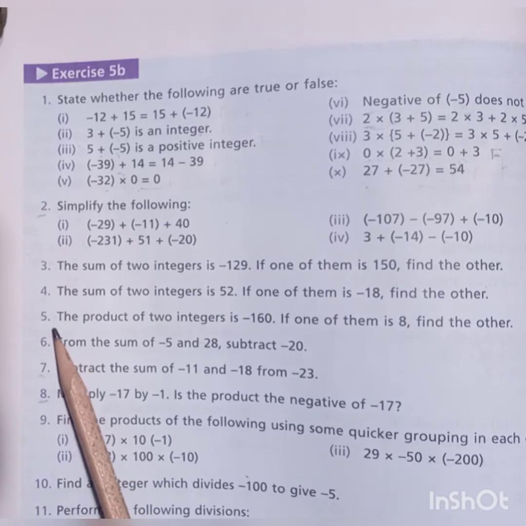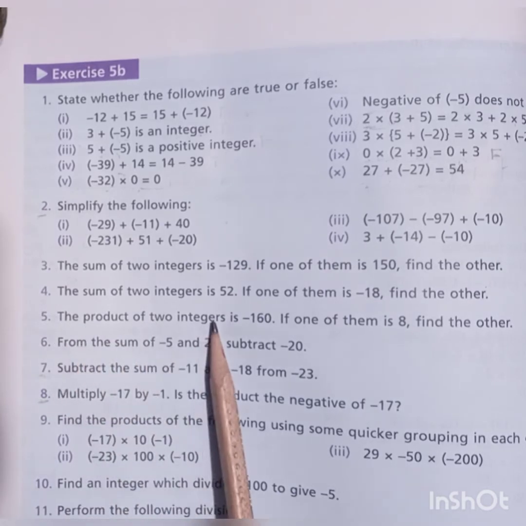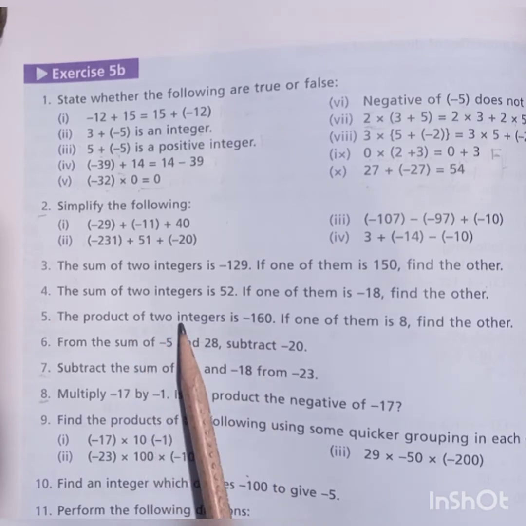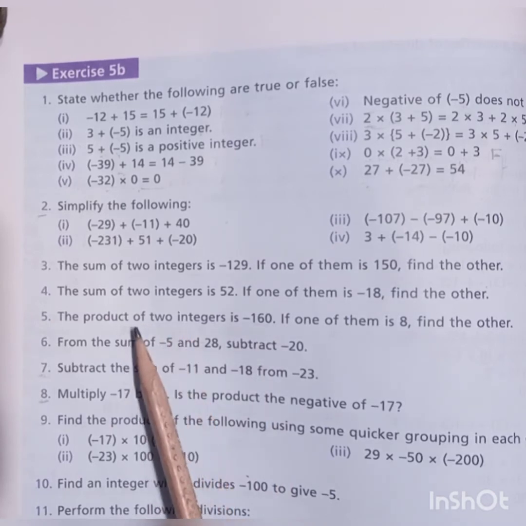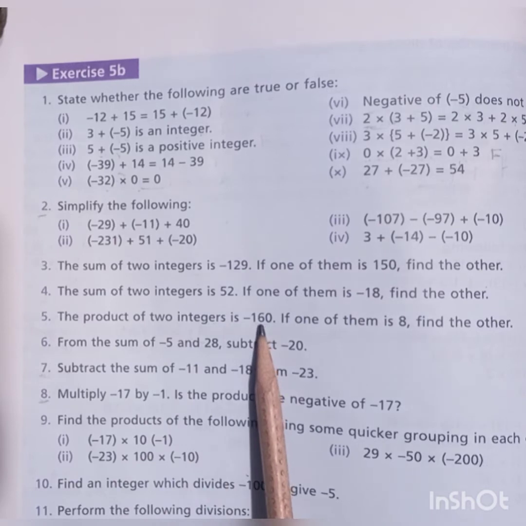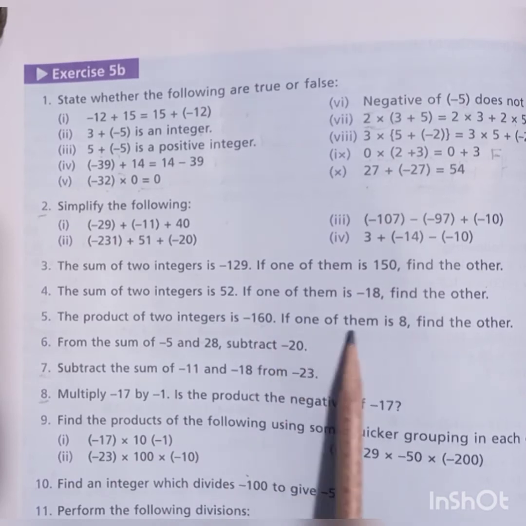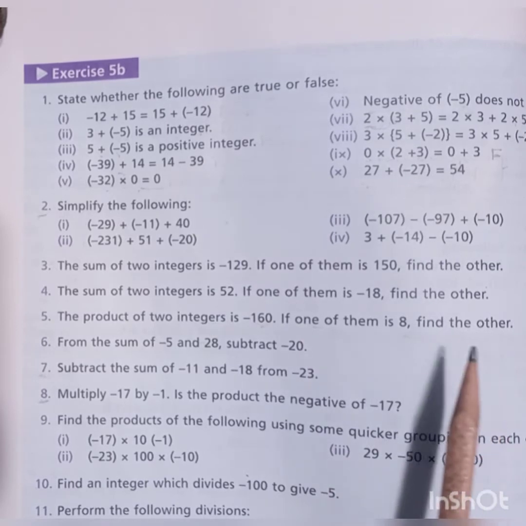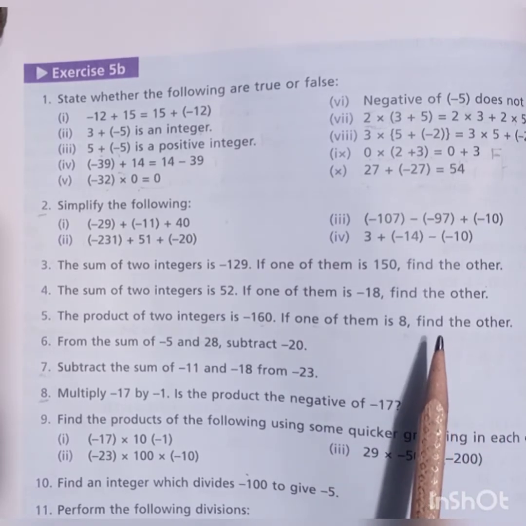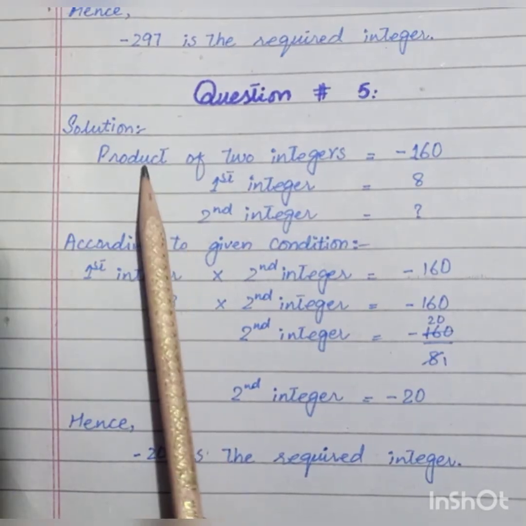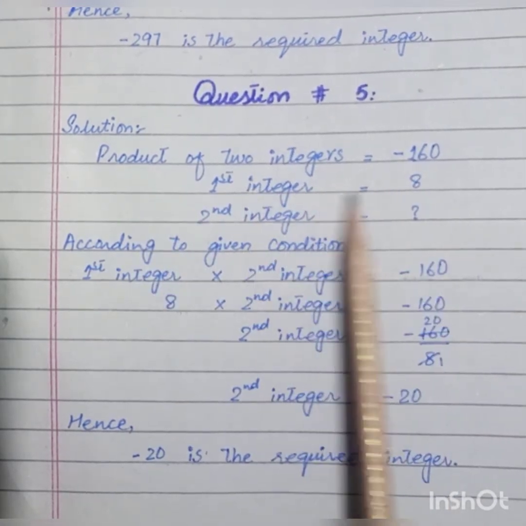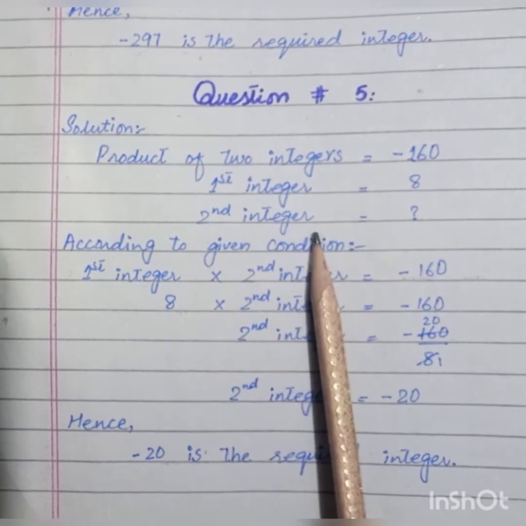Now move towards question number 5, that is, the product of two integers is minus 160. अब हमारे पास टू इंटीजर्स का प्रोडक्ट है. सो दो इंटीजर्स का जो प्रोडक्ट है वो माइनस 160 के इक्वल है. If one of them is 8, अगर उनमें से एक इंटीजर 8 है, find the other, हमें सेकेंड वन फाइंड आउट करना है. Here you can see that the product of two integers is equal to minus 160 and the first integer is 8. We have to find the second integer.